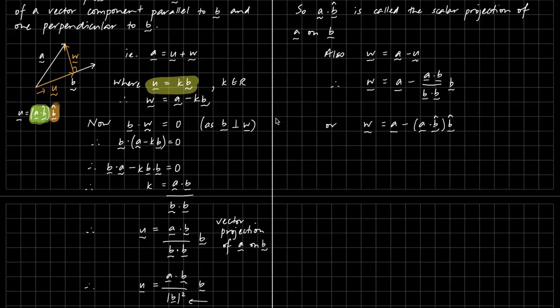Now one final thing before I do a quick example is that these projections are sometimes called resolutes. Because we can talk about resolving vector A into vector u and vector w, or resolving vector A into a component parallel to and perpendicular to vector B. I'll finish this video here and then I'll do another one with an example using these.